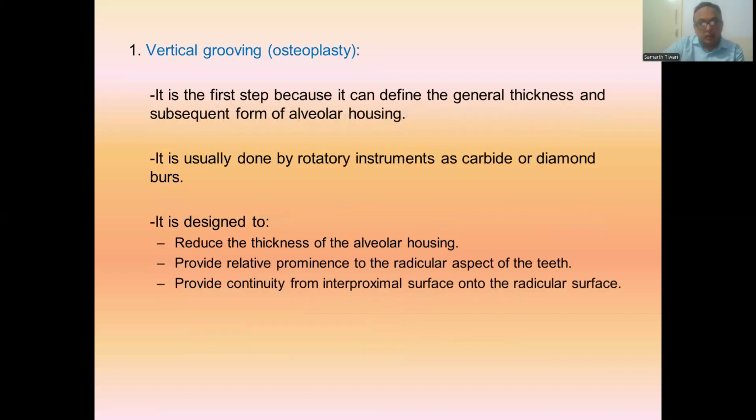Now we will come to vertical grooving. It is the first step because it can define the general thickness and subsequent form of the alveolar housing. It is usually done by rotary instruments such as carbide or diamond burs. It is designed to reduce the thickness of the alveolar housing, provide relative prominence to the radicular aspect of the teeth, and provide continuity from the interproximal surface onto the radicular surface.